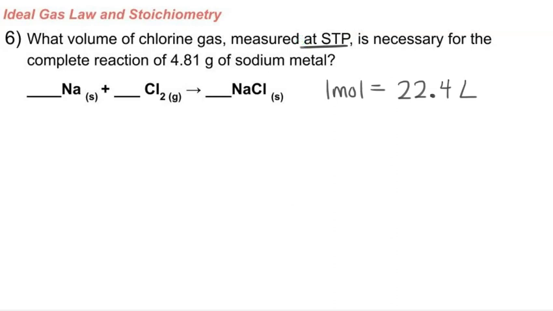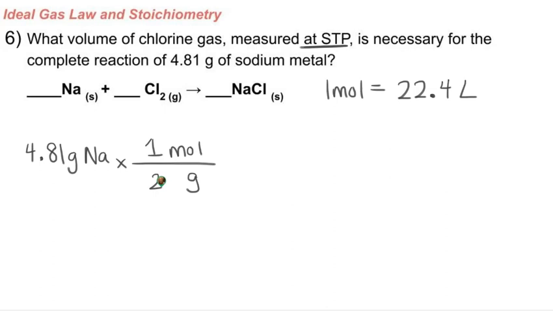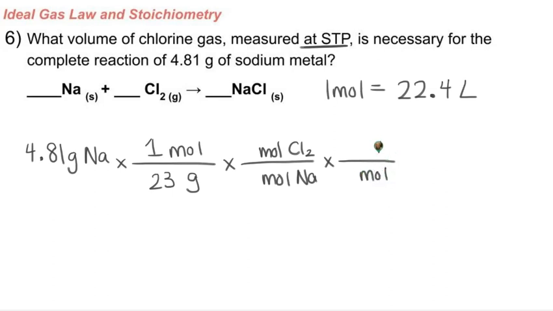So what we need to do here is just some stoichiometry. We'll start with 4.81 grams of sodium. And we'll first convert our grams to moles. 1 mole of sodium is approximately 23 grams. Then we will go from moles of sodium to moles of our new substance, which is chlorine gas, Cl2. And then finally, we will go from moles of chlorine gas to liters of chlorine gas, using our 1 mole equals 22.4 liters at STP.